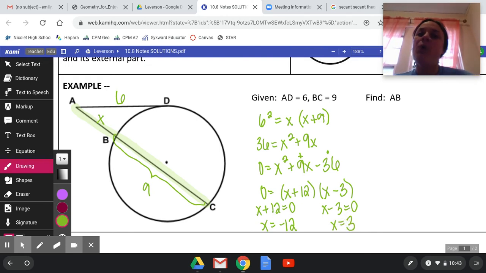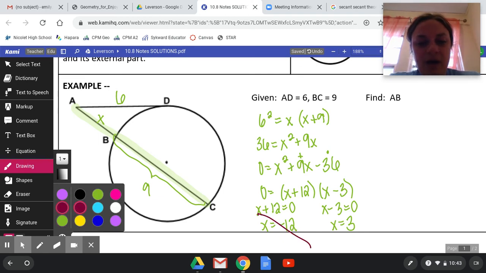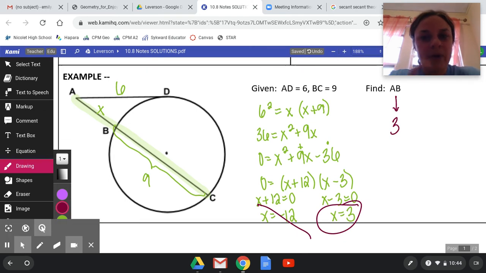So at this point, I notice a problem, and you should too. I don't actually have two possible answers here. I'm looking for X. X is the length of a line segment. Which of these does not work? The negative 12. I cannot have a negative length for my line segment. So my final answer here must be the positive answer. So in this case, AB is equal to 3 units. Okay, so we've got our length for AB. In this case, there's only one possible answer.